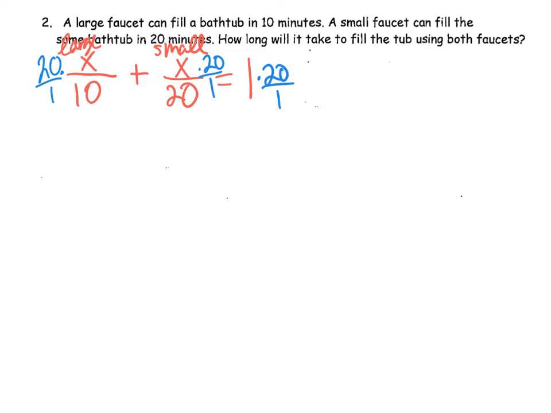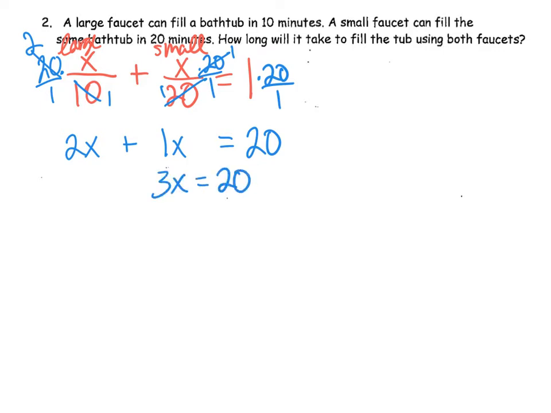Okay, cross cancel when you can. 10 goes into 20 2 times. 20 goes into 20 1 time. My large faucet is now 2 times X, plus my small faucet is X times 1. I could put 1X if I really want to. Then 1 times 20. Okay, 3X equals 20, right?